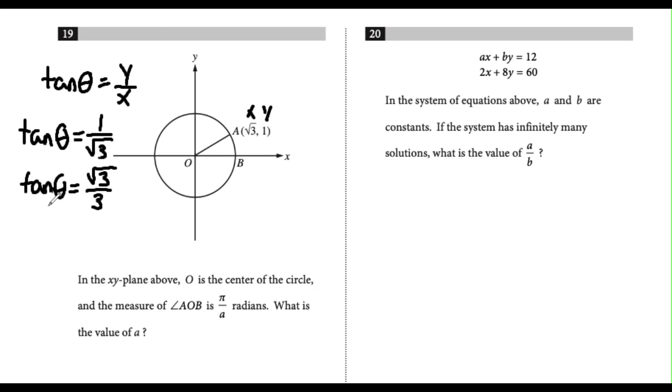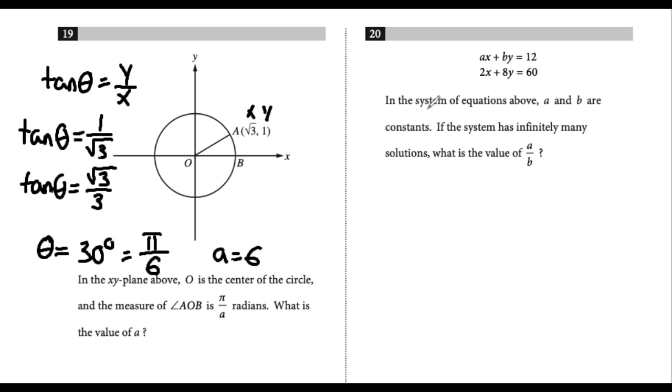And we need to think about for what angle measure is tangent equal to square root of 3 over 3. And that happens when theta is equal to 30 degrees. Which means that pi will be over 6. Or A equals 6.